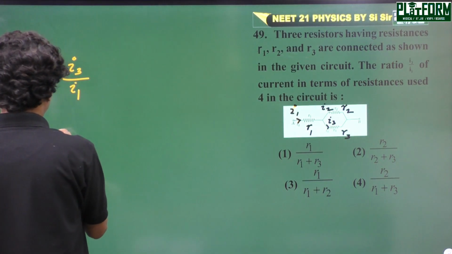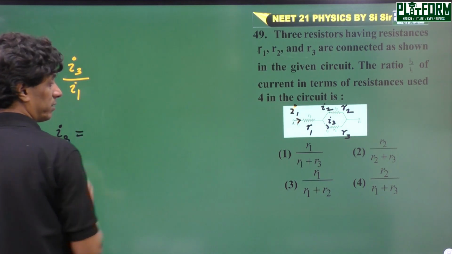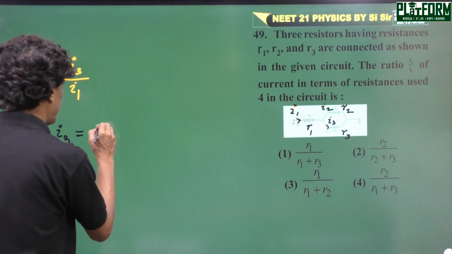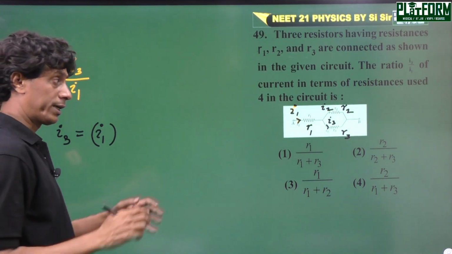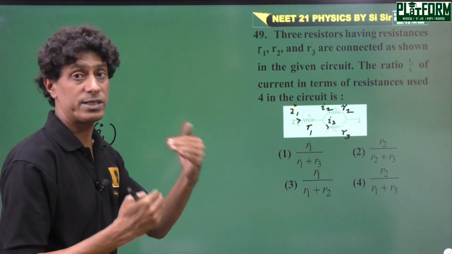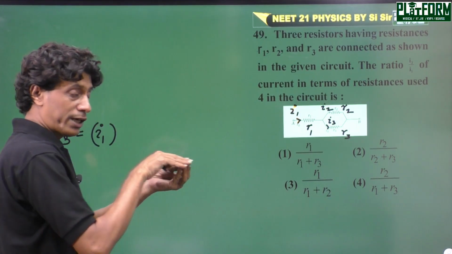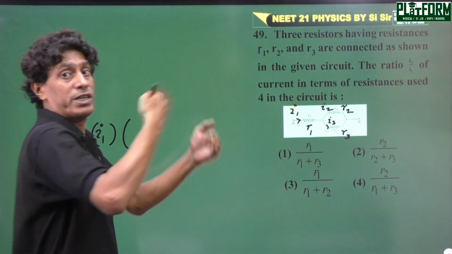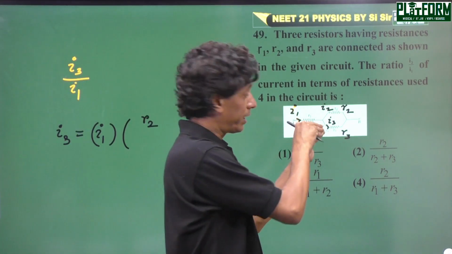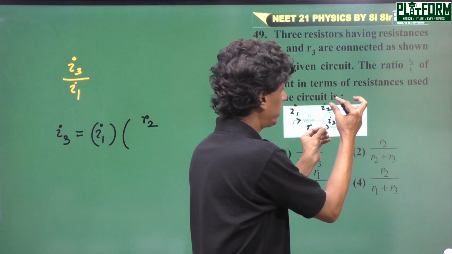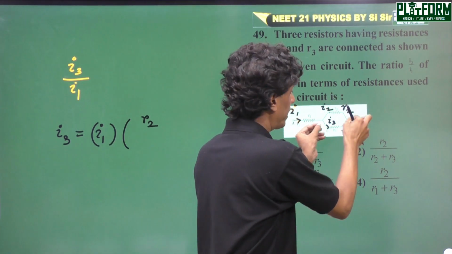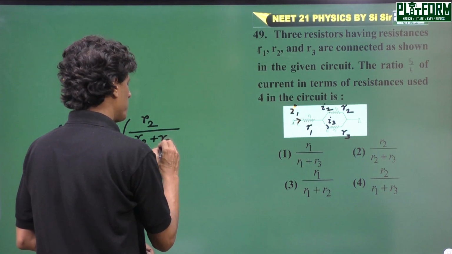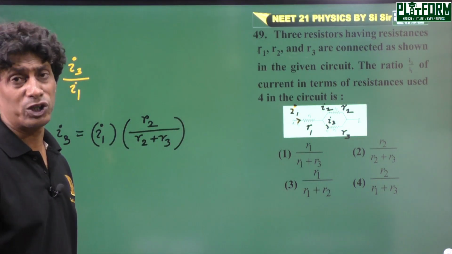You know, current divides into parts. Here the total current entering into the circuit is I1, and current divides into parts in inverse ratio of resistances. We have to find out the current through R3. So you put R2 since it is inversely proportional. If we want to take the current through R3, you have to write the resistance parallelly connected with this, which is R2. So R2 by total resistance. Okay, so this is the current division rule.